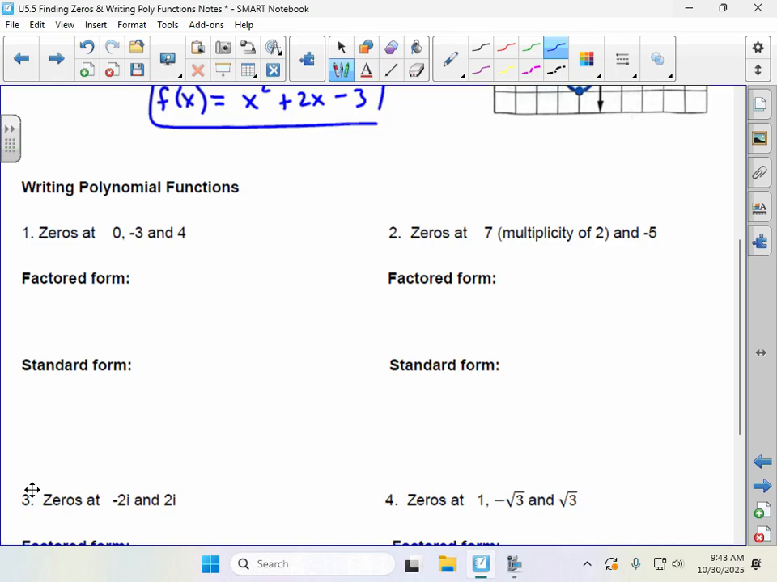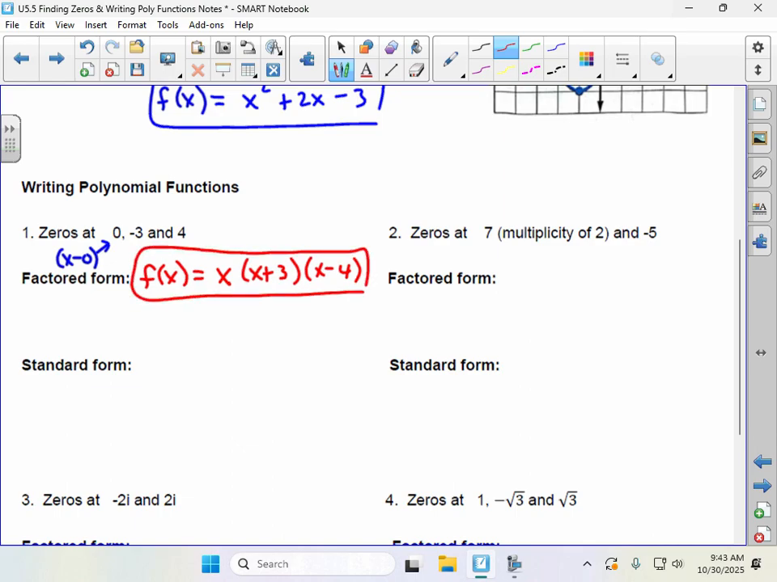Now 0, its factor would be x minus 0. Because it's x minus 0, we want to simplify that to just x. Try not to use x minus 0; it just makes it a little bit more complicated when you start multiplying this stuff out. Just write it as x. So our factored form, f of x equals x from the 0, x plus 3 from the -3, x minus 4 from the positive 4. There is factored form. You can see this is a degree 3 polynomial, 3 x's.